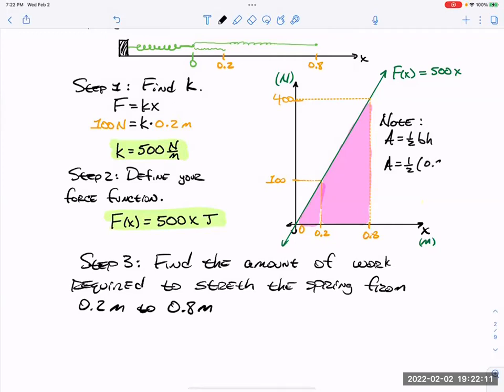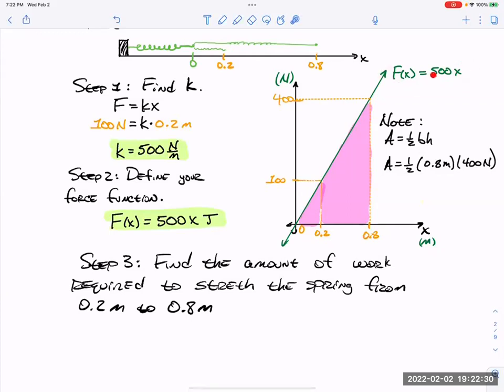It's 0.8, correct? And that's in meters, right? So let me put the meters in there. 0.8 meters is the base, and the height of that triangle is 400 newtons. How do I find that height?